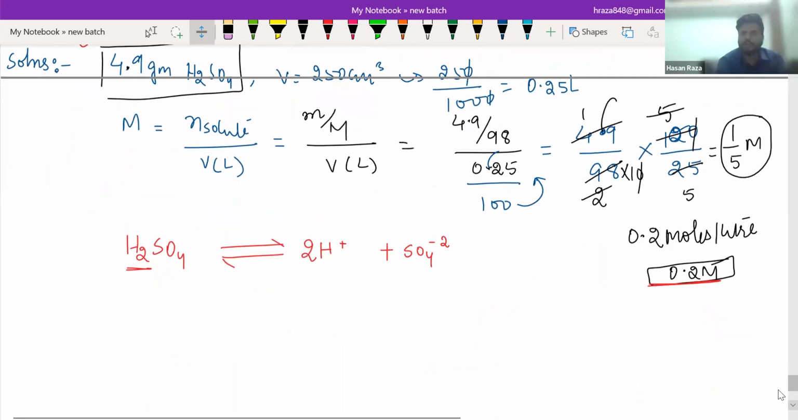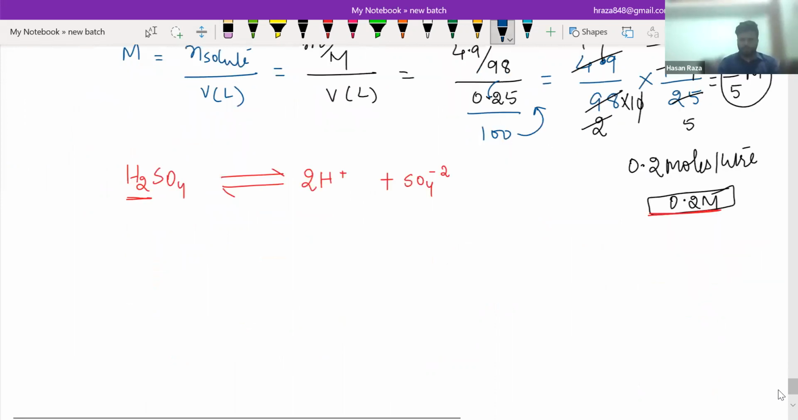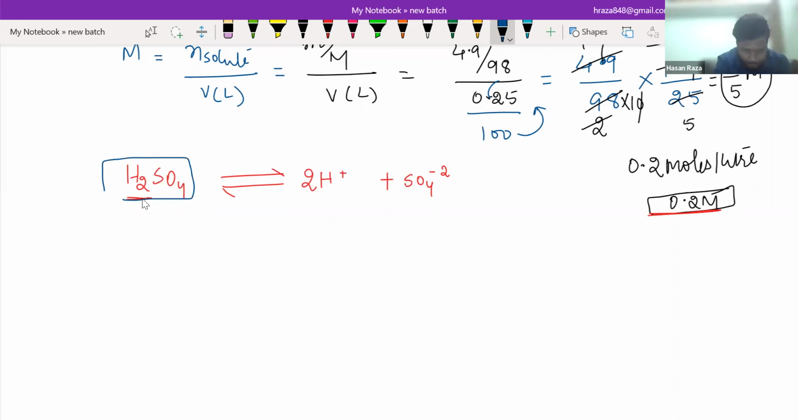Now see, you have studied stoichiometry in class 11th. Have you studied stoichiometry in the first chapter? What is the stoichiometric coefficient of H2SO4 here?